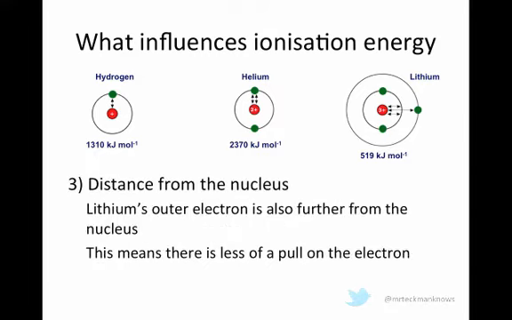Also, the fact that it's got 2 shells means that lithium is bigger. If it's bigger, the electron's further away from the nucleus. If it's further away from the nucleus, there's less of a pull on it. The pull between an electron and a proton is highly influenced by the distance between the 2 of them. Think about gravity and magnetism and other forces like that, and they're always massively influenced by the distance between the 2 bodies.